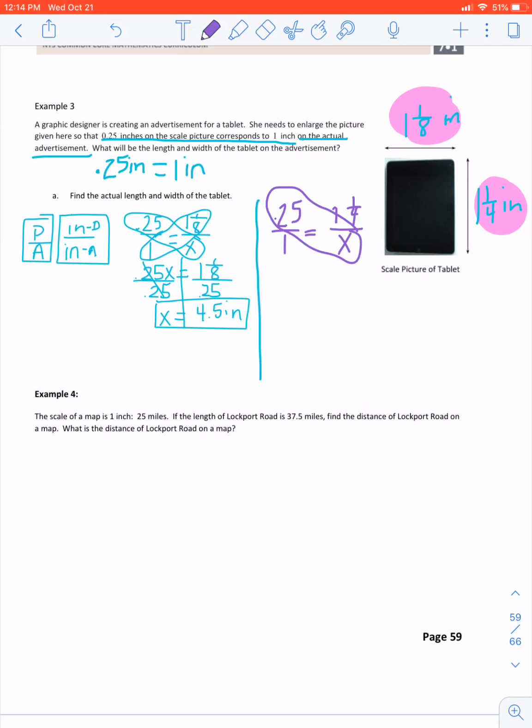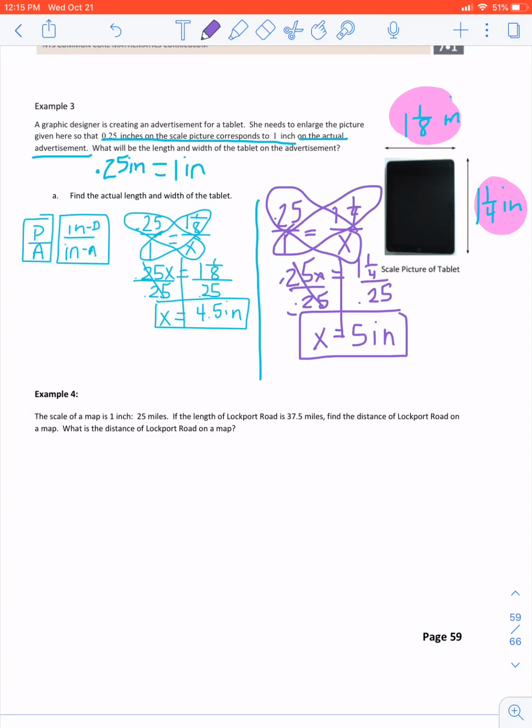So 0.25 times x gives us 0.25x. 1 times 1 1/4 gives us 1 1/4. Here's where we're going to solve. We're going to divide both sides by 0.25. The 0.25s cancel out, so I'm going to take my calculator, 1 1/4 divided by 0.25, and that gives us 5 inches. So we have two dimensions that we just found, the length and the width. One is 4.5 and the other one is 5 inches.